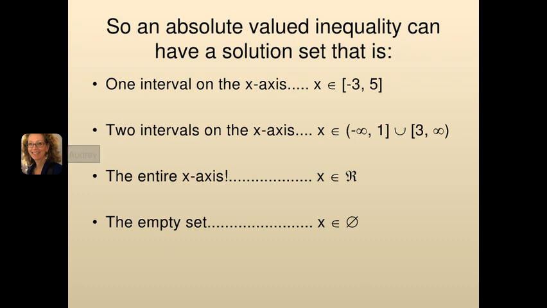Now I want you to think about this. When does this happen? What kind of inequality leads to there being one interval on the x-axis? I'll answer the first one for you. When we've got an absolute value that's opening upward and it crosses the x-axis somewhere, and we're looking for where it's under, that's one situation that leads to a single interval on the x-axis. Is there any other situation that would lead to that?